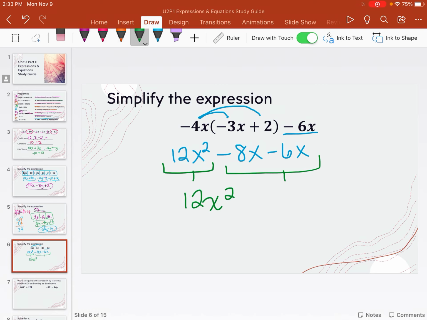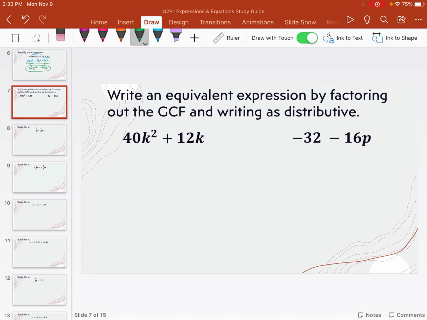Okay, for this one, we are going to find the GCF, so everything that's in common between our two terms, and pull it out so we can rewrite it as distributive. When I say everything that's in common, I mean the number, I mean the sign, I mean the variables. Anything that's in common, we have to pull out and put outside of our parentheses for distributive, and then whatever's left over, that's what goes inside the parentheses.